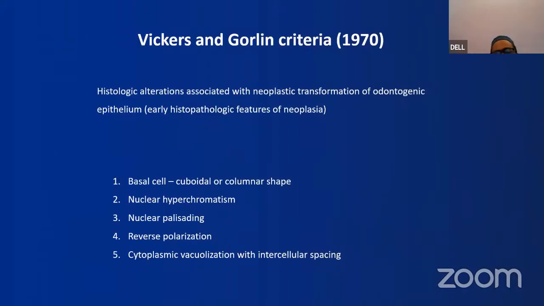Now these are the Vickers and Gorlin criteria, 1970, in which they presented the early features of ameloblastic epithelium when there is transformation from odontogenic epithelium. So these features are the early histopathologic features of neoplasia as per the Vickers and Gorlin criteria. First one is basal cells, which are cuboidal or columnar in shape. Second, nuclear hyperchromatism. There is nuclear palisading and reverse polarization of the nuclei away from the basement membrane, and cytoplasmic reticulation with intracellular spacing.